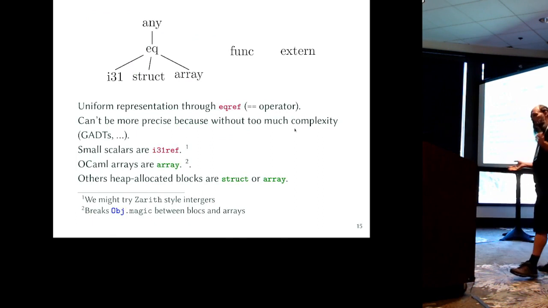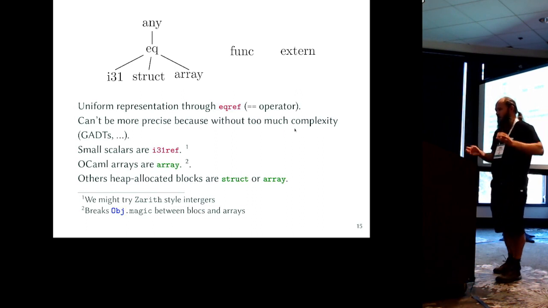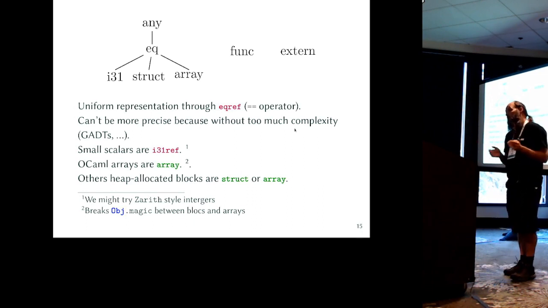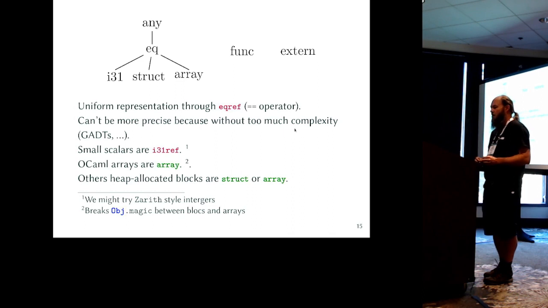So everything is represented as what is called an eqref type in WebAssembly. So that's just under any. So any is the level where you can represent any kind of values. Eq is any kind of value on which there is the equal operator, which is quite convenient because there is the physical equality function in OCaml. So we need that level. And we don't need anything that is at the any level, but not at the eq level. So quite convenient for us.